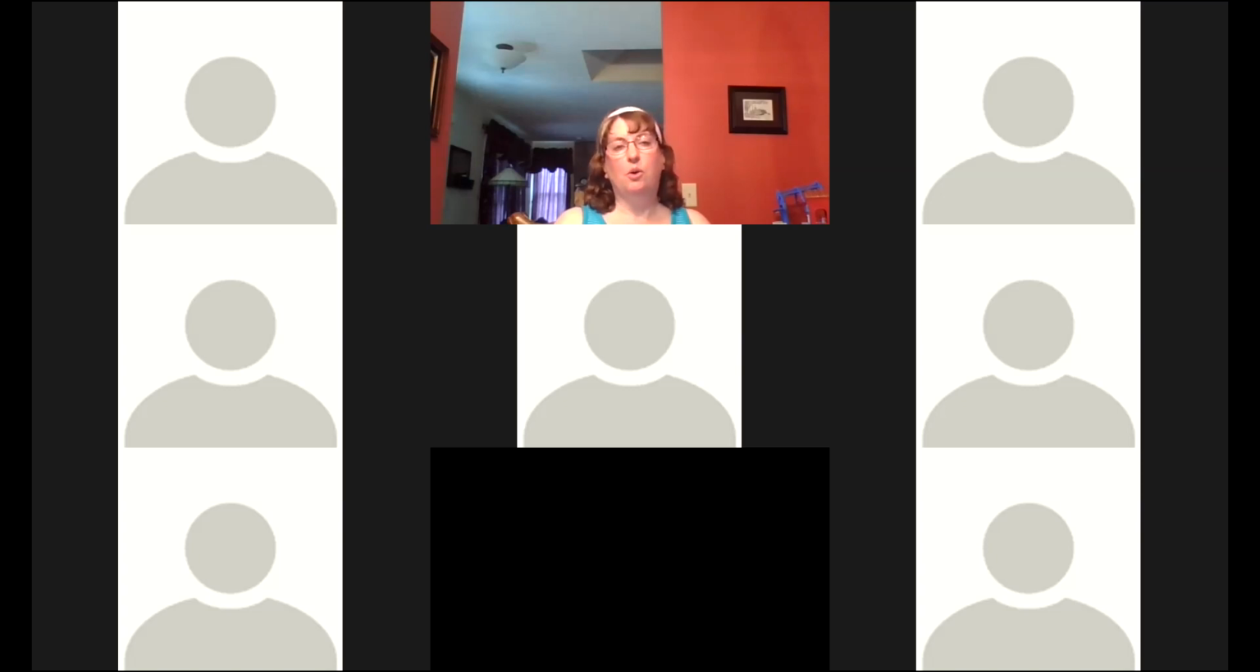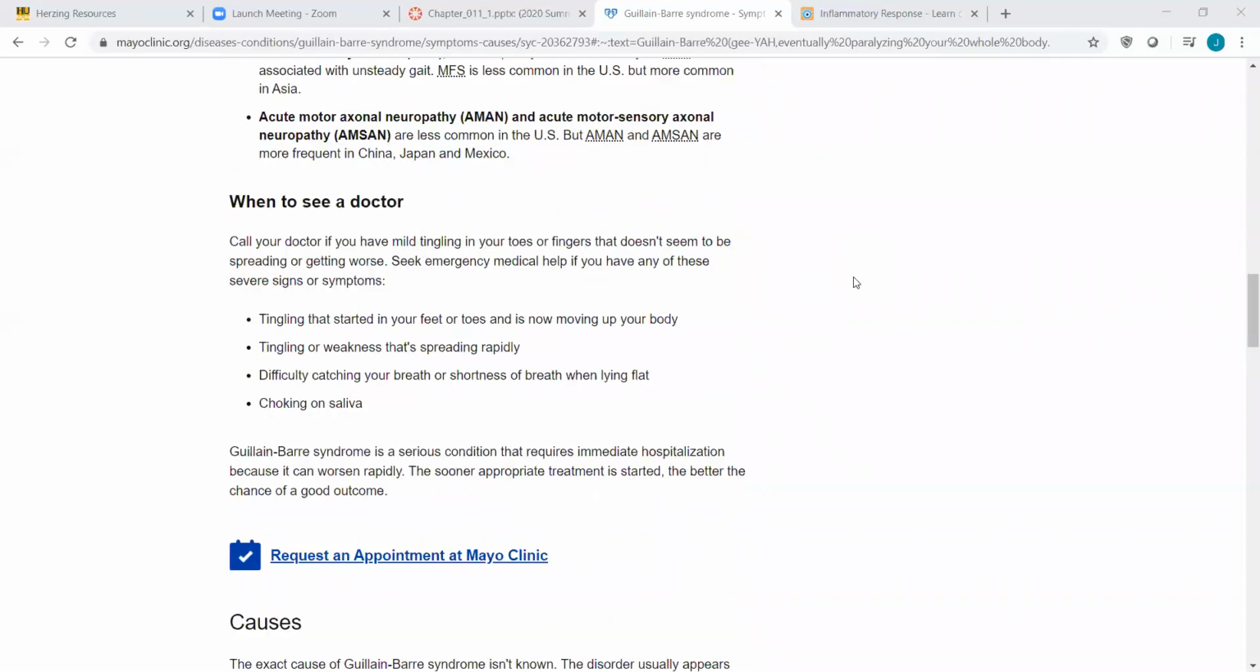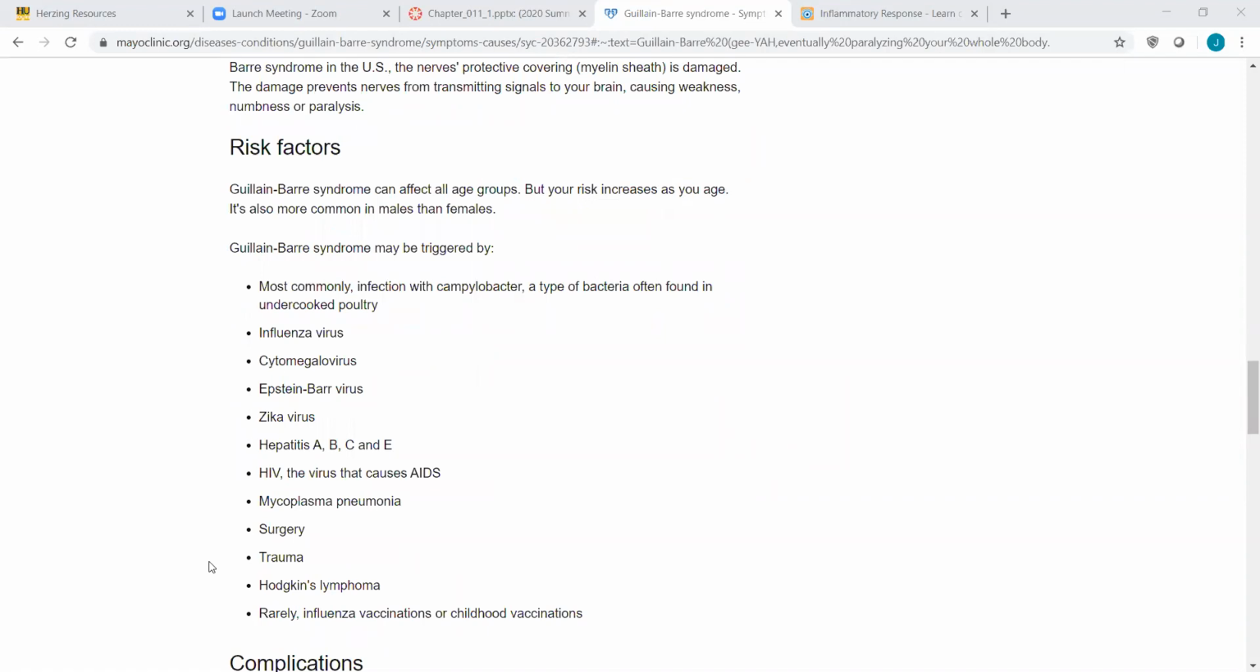Okay. So here, let me share this real quick. This is the Mayo Clinic here. So basically for causes, it's saying, again, like what you said, there's not an exact thing that says, yes, this is what causes it. But usually something happens to your immune system, like you're sick with something beforehand, and then all of a sudden you get this. So look at risk factors here. There's a huge list of things. Here's that bacteria I think you were talking about from undercooked poultry, influenza virus, cytomegalovirus, all of these things.